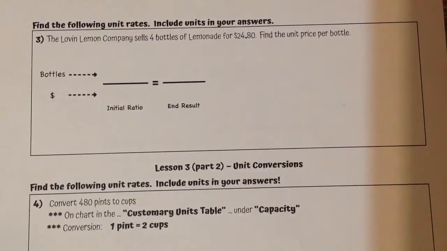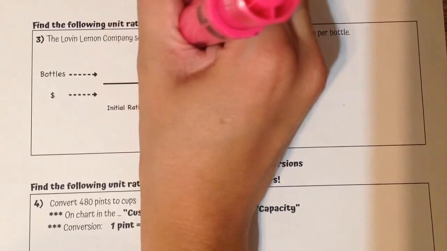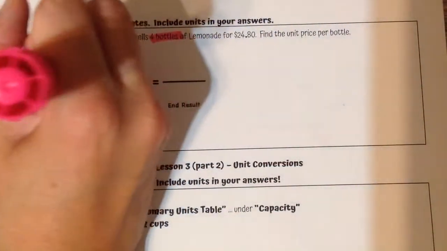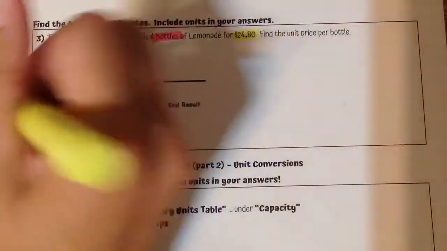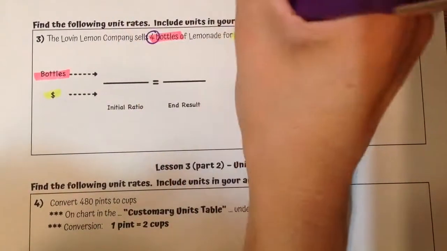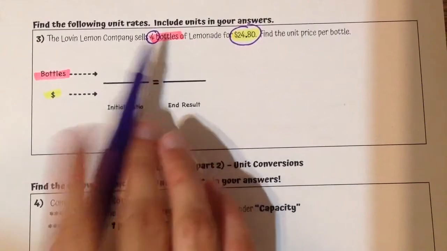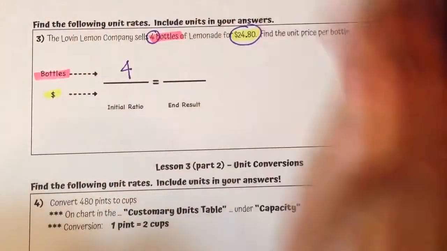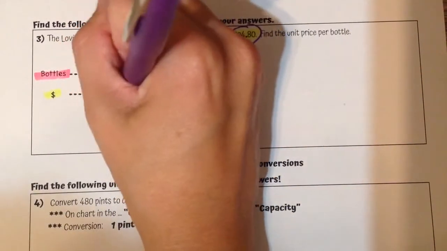So I'm going to go through, highlight the information for units given to us in the initial ratio. We've got bottles, which I already noted here, and the other unit is money. It's not the word, but we see the dollar sign that tells us that we're talking about money. I'm going to go through and circle those numbers given to us. 4 is talking about bottles, which is on top. 24.80 is talking about money, which is on the bottom.